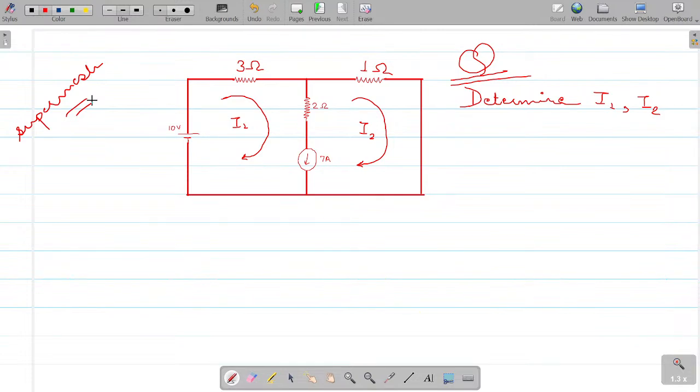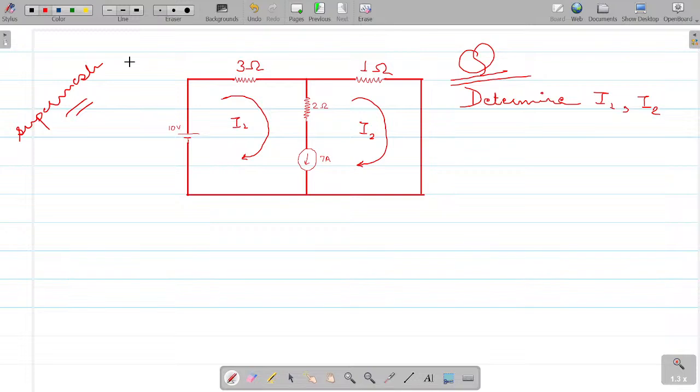See, just by observation, when you see between two loops there is an ideal current source, an ideal current source, then the simple laws of mesh analysis will not apply here. Okay? So how would you approach such questions?